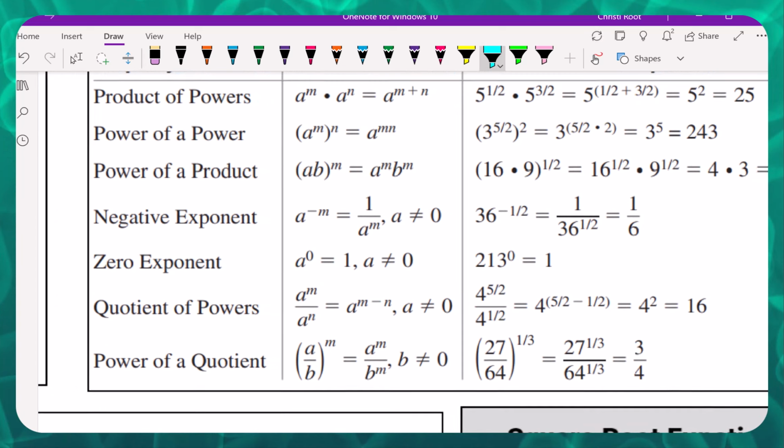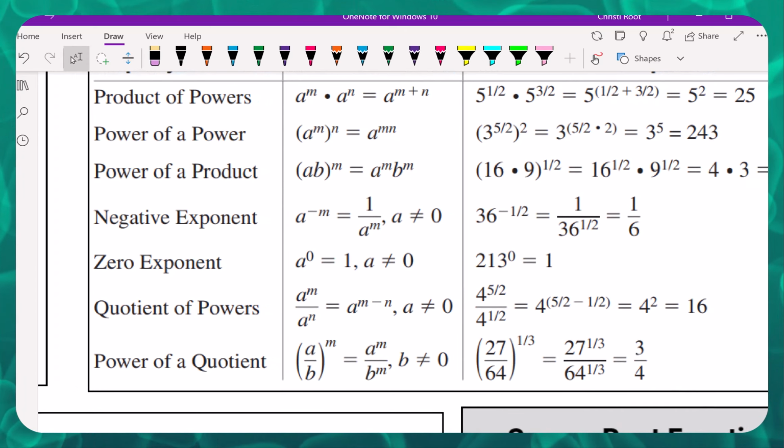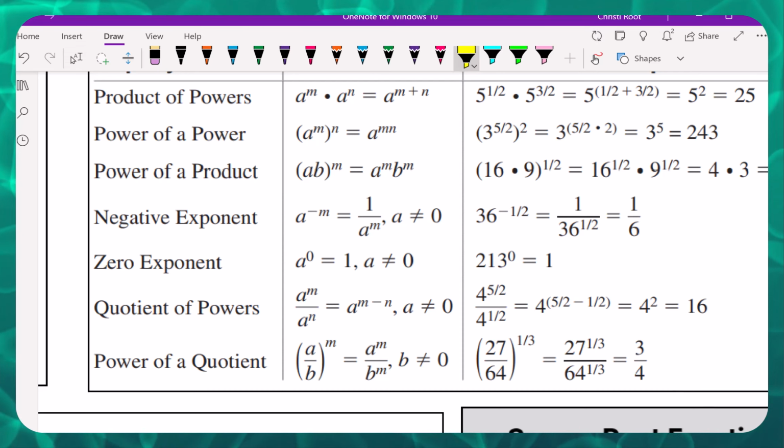You're also going to need to be able to use all of these power rules for exponents. A lot of this is from Algebra 1 and we practiced it. So basically it says that if you multiply the same base, you add the exponents. If you divide the same base, you subtract the exponents. If you have a power to a power situation, you multiply your exponents. And if you have a negative exponent, you take the base and you write it as a base in the denominator with a positive exponent.